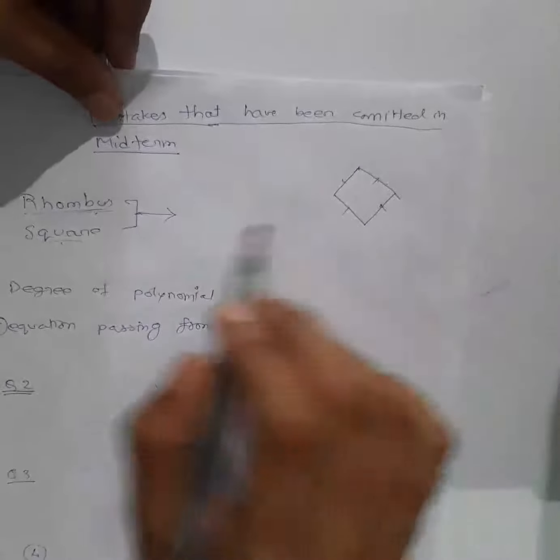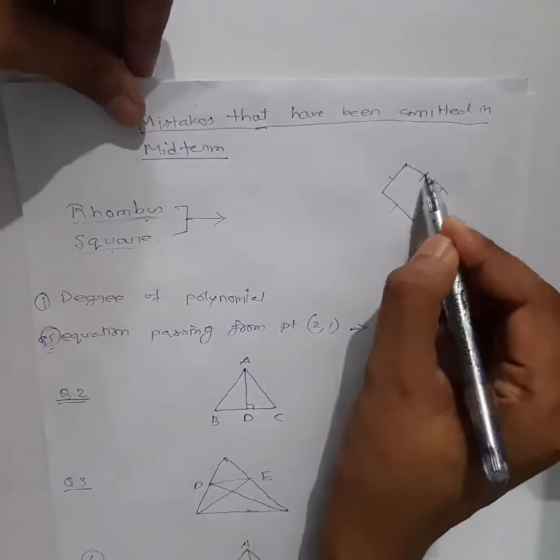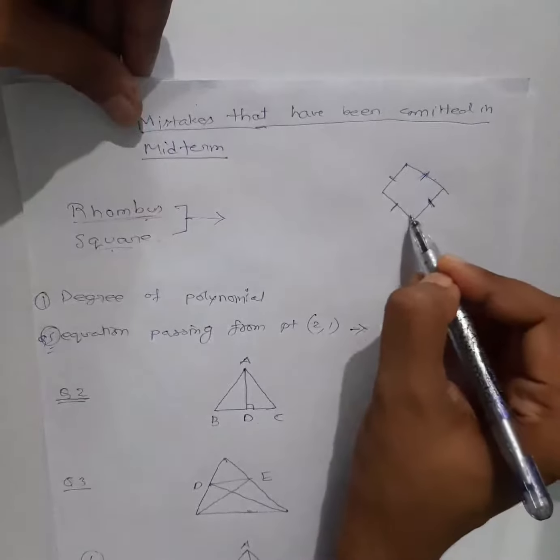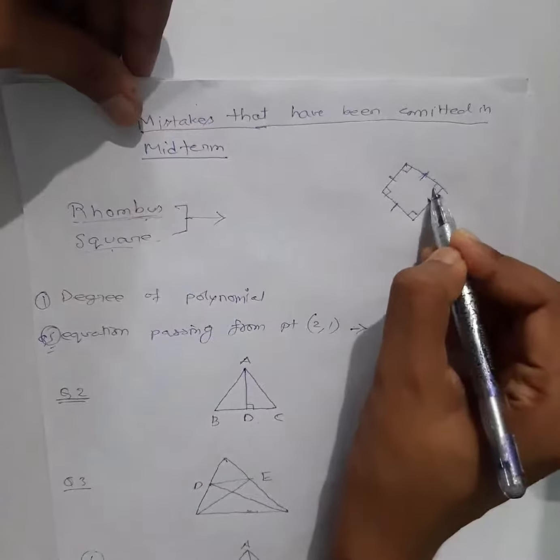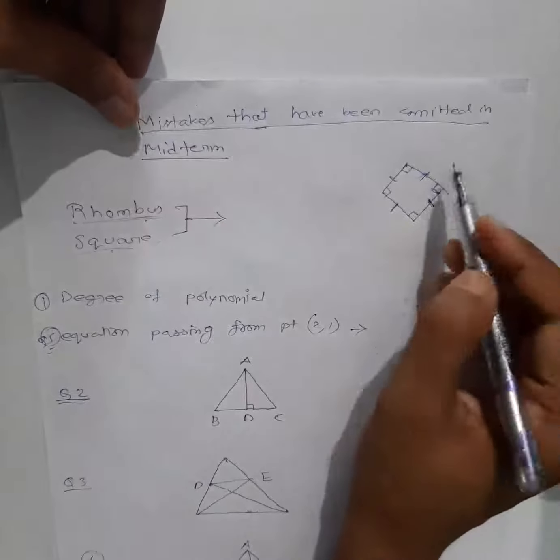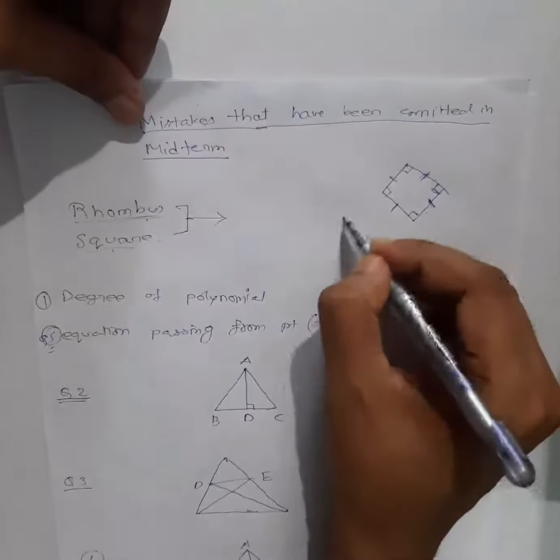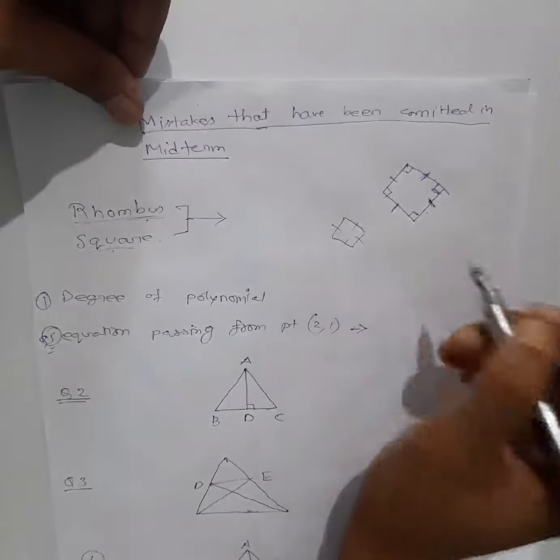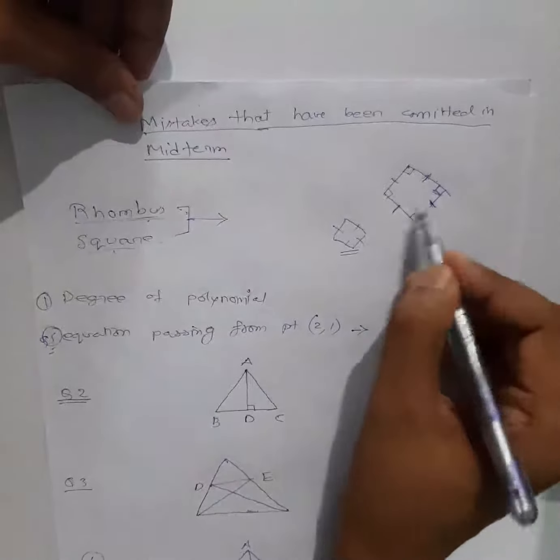Why rhombus? See here, square has a condition. What is the condition? In a square all sides are equal, it's true, but the angle it makes must also be 90 degrees. If it is not 90 degrees, then a quadrilateral which has all sides equal cannot be a square. But in a rhombus we don't have that condition. A parallelogram with all sides equal is called a rhombus. So don't get confused between these definitions.